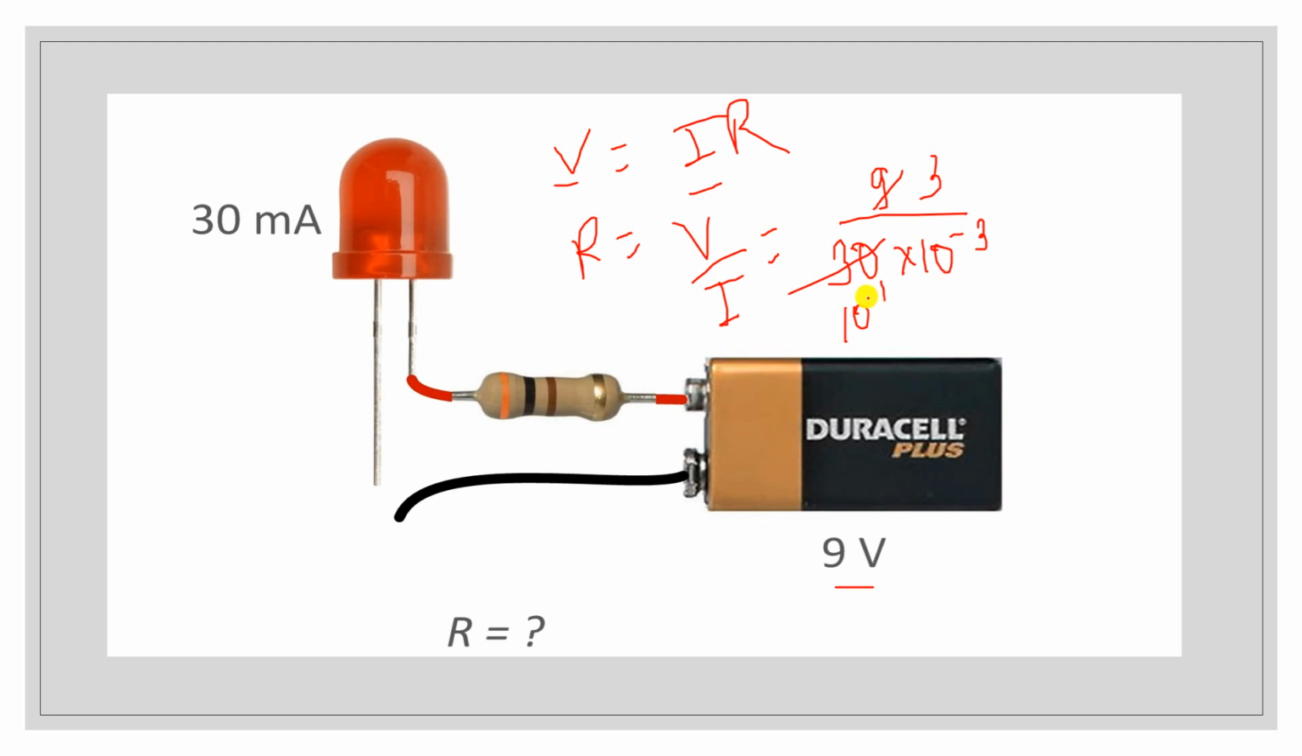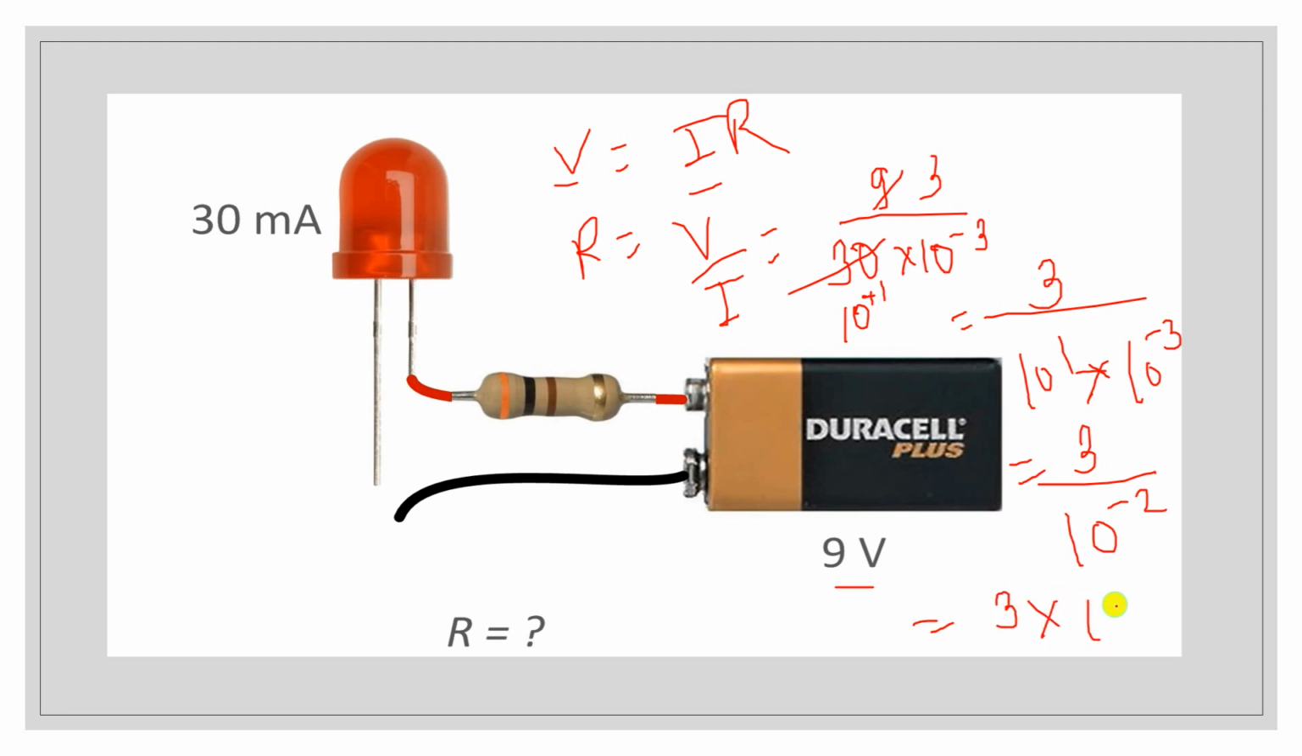10 raised to minus 3 and it is 10 raised to plus 1. If the base is the same, then addition or subtraction takes place. So 3 divided by 10 raised to 1 multiplied by 10 raised to minus 3. Then our answer is 3 divided by 10 into 10 raised to minus 2. If this 10 raised to minus 2 goes above, then the value is 3 into 10 raised to plus 2. Plus 2 means what? Our resistance value is 300 ohm.